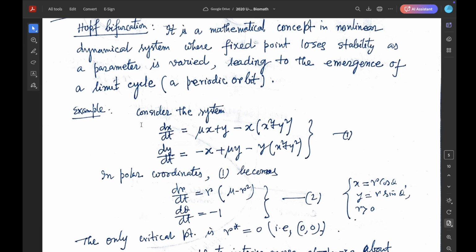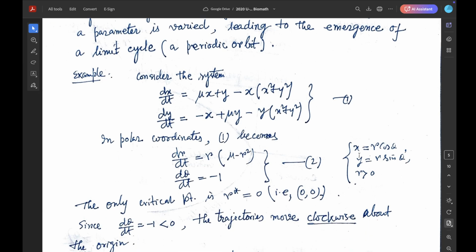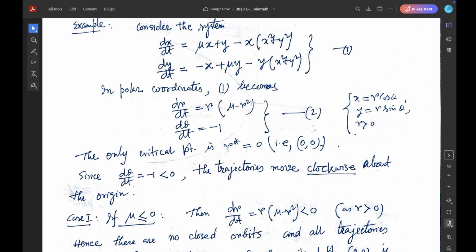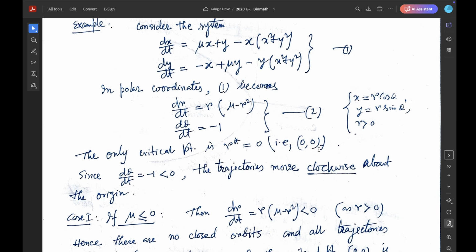Consider an example. The system dx/dt equal to mu x plus y minus x (x square plus y square), and dy/dt equal to minus x plus mu y minus y (x square plus y square). In polar coordinates, if we put x equal to r cos theta, y equal to r sin theta, and r greater than 0, this system reduces to dr/dt equal to r (mu minus r square), and d theta/dt equal to minus 1. The only critical point is r star equal to 0, that is, the origin.